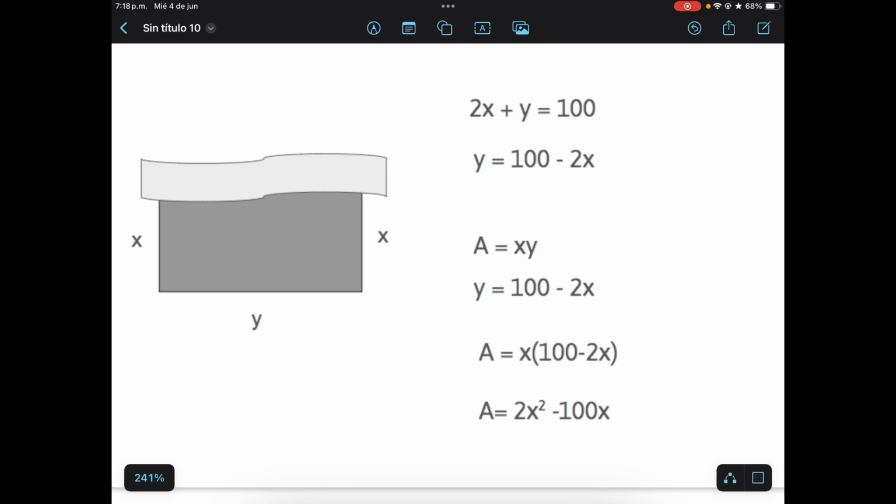We also know that the formula to find the area of a rectangle is x by y. So we already have y, so we are going to substitute. And instead of putting the y, we'll put 100 minus 2x. So we will have x by 100 minus 2x. And if we simplify this, it will give us 100x minus 2x squared. And this will give us all the area that we want to find of the rectangle.